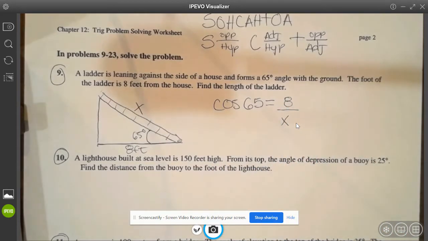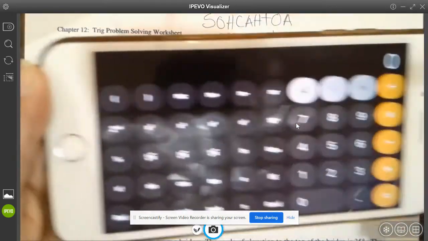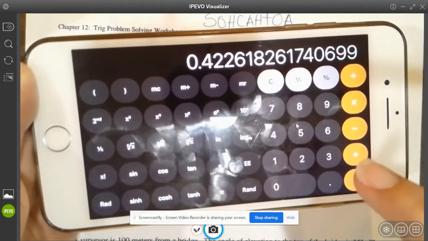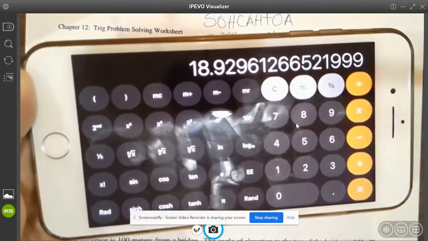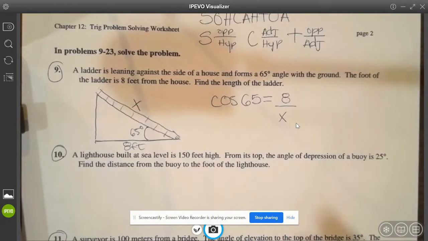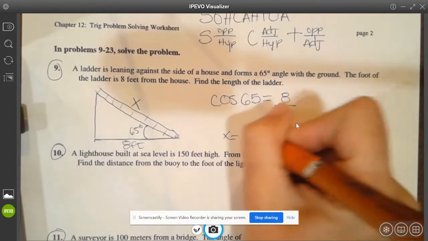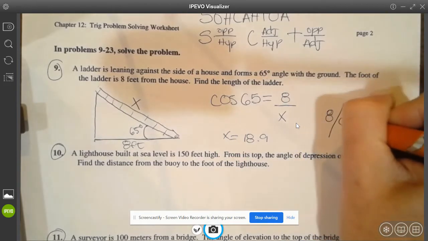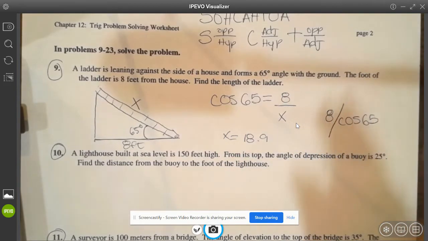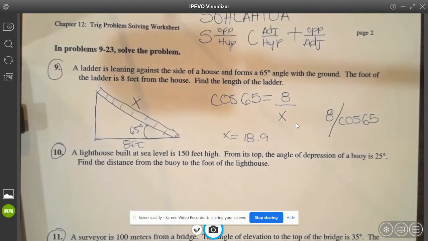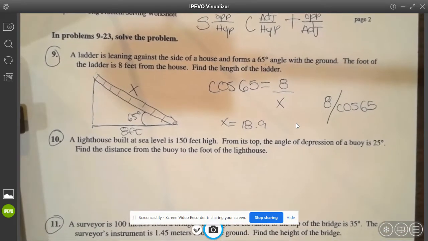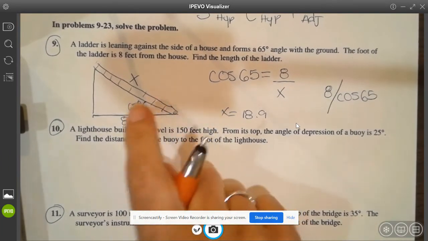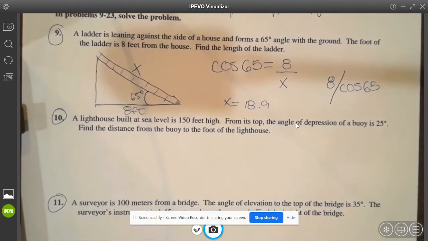So let's do that. I use my calculator here. So that's 8 divided by cosine of 65, and then press equal, it's 18.9. So x equals 18.9. Now remember, we're dividing, right? Forgot to write this. I always write it. Okay, that's how you do this. The one thing that you have to remember is definitely to do a little diagram. It will help you know which sides or angles you're looking for.